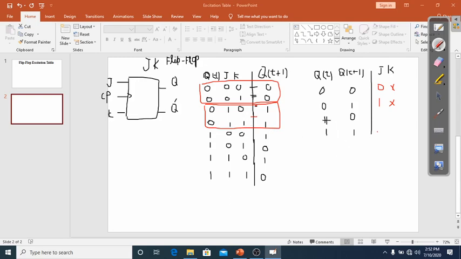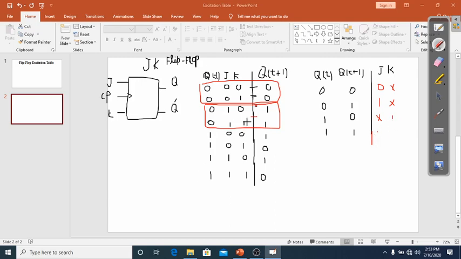So when present state is equal to 1 and next state is equal to 0, you can see this condition here, and J is a don't care and K is always equal to 1.